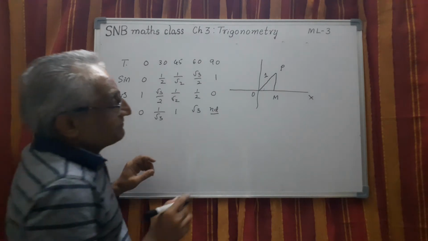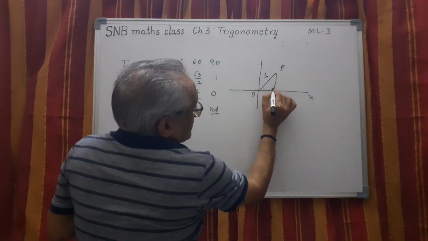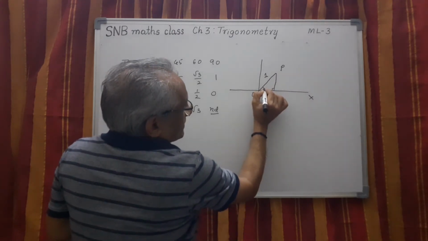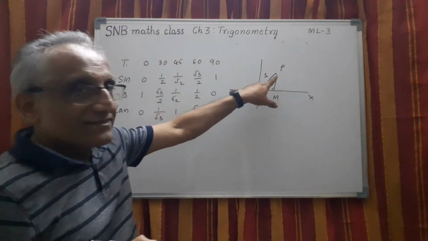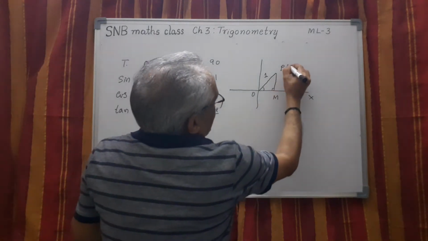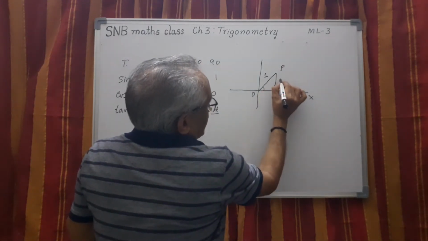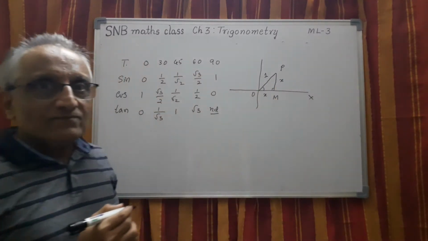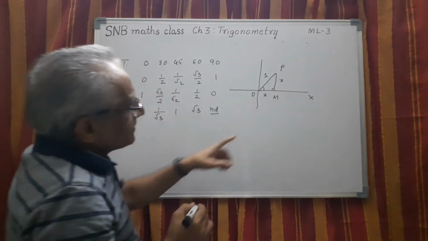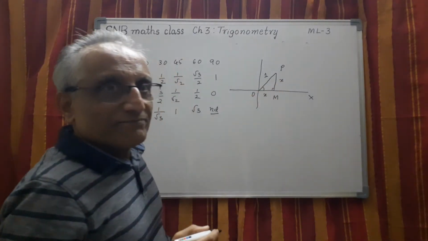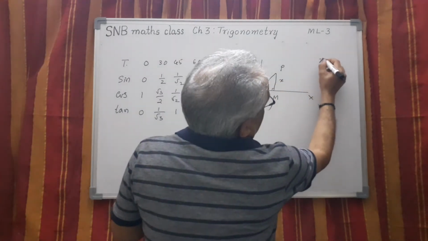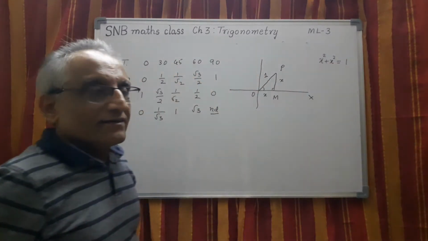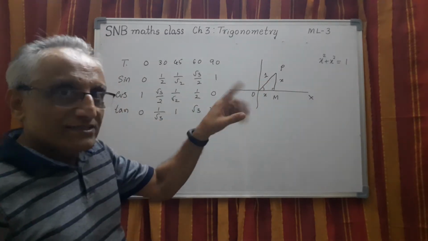Then you know that this is a right angle triangle, and by construction this is 45 degree because I have bisected it. So look at this one. If this is x, this is also x, because these two are equal. Isosceles triangle. Now what is the value of x here? You can calculate using Pythagoras theorem. x square plus x square equal to 1, because hypotenuse is 1, 1 square is 1.